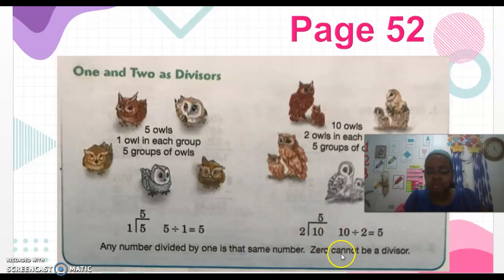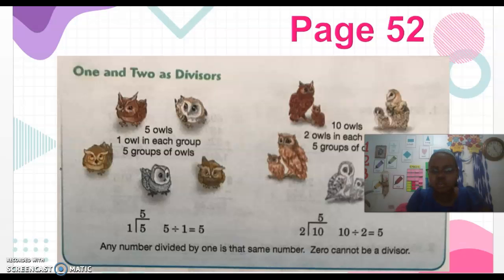So here we have represented the division: 2, 10, and inside we have number 5. 10 divided by 2 is equal to 5.